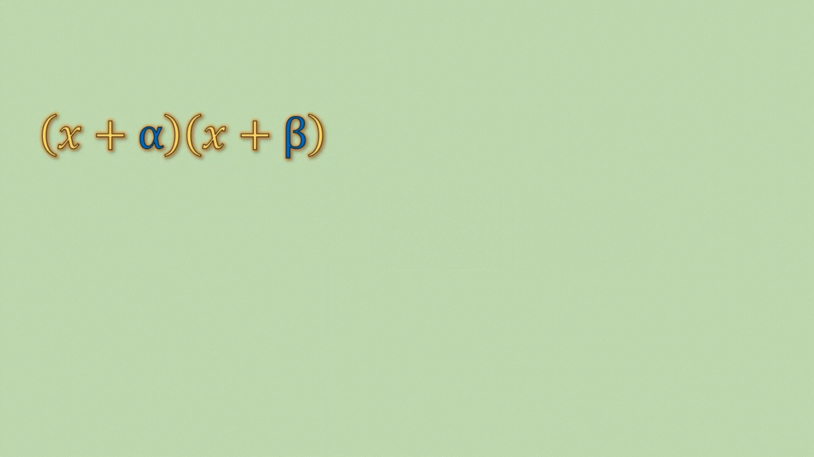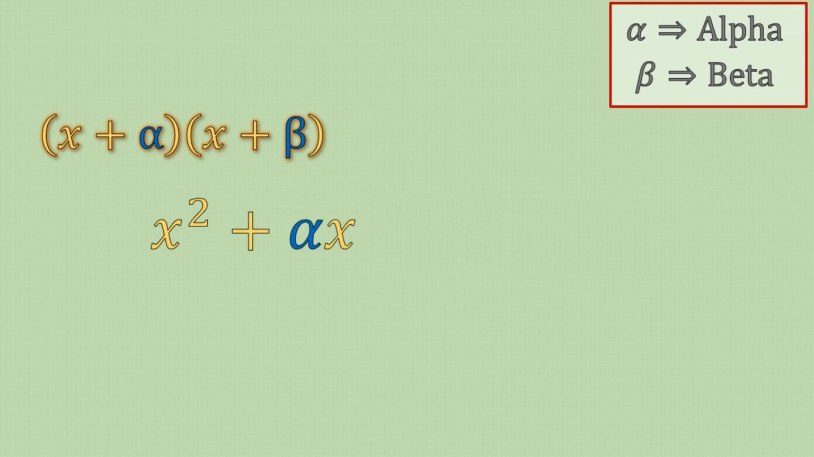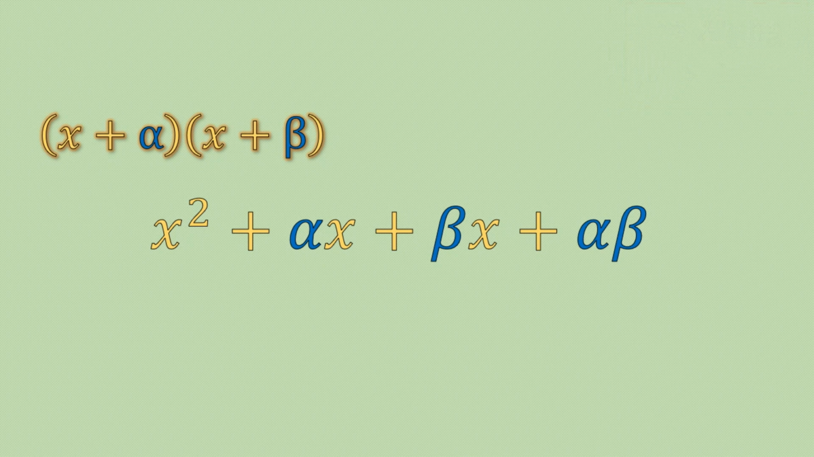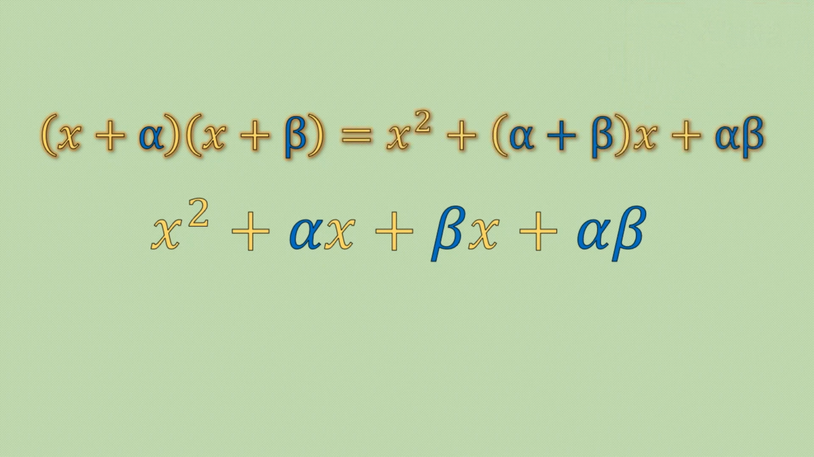This is how to expand the brackets of an expression like this. X times x is x squared. Alpha times x is alpha x. X times beta is beta x. And alpha times beta is alpha beta. Alpha x and beta x can still be added, and this is our result.